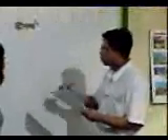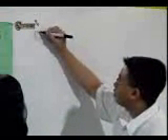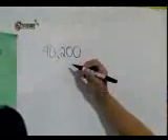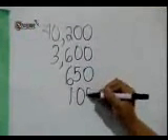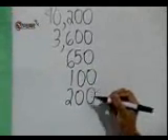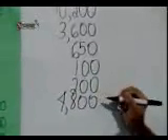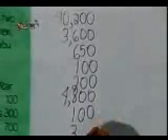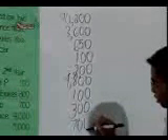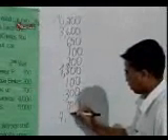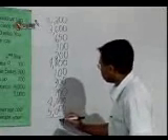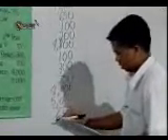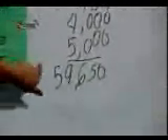I will add all the expenses. 40,200 plus 3,600 plus 650 plus 100 plus 200 plus 4,800 plus 100 plus 300 plus 700 plus 4,000 plus 5,000 is 59,650 pesos.